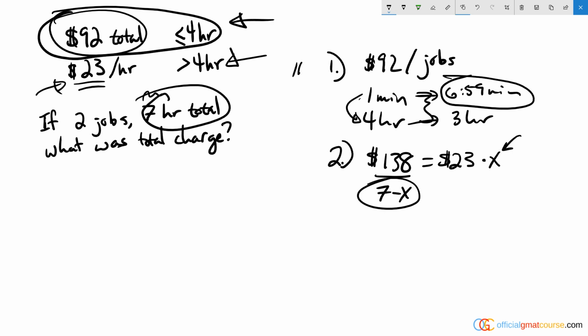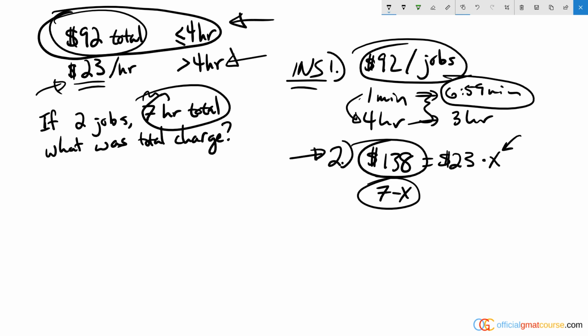So while statement 1 was insufficient because some information was being hidden, this statement was very transparent in terms of giving us granular information, which meant that this one was actually sufficient. And that gets us to answer choice B. Statement 1 alone was insufficient, but statement 2 on its own was sufficient.